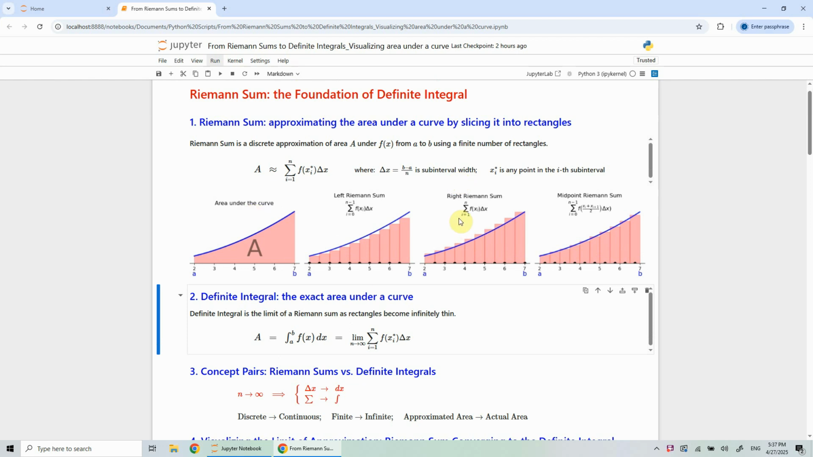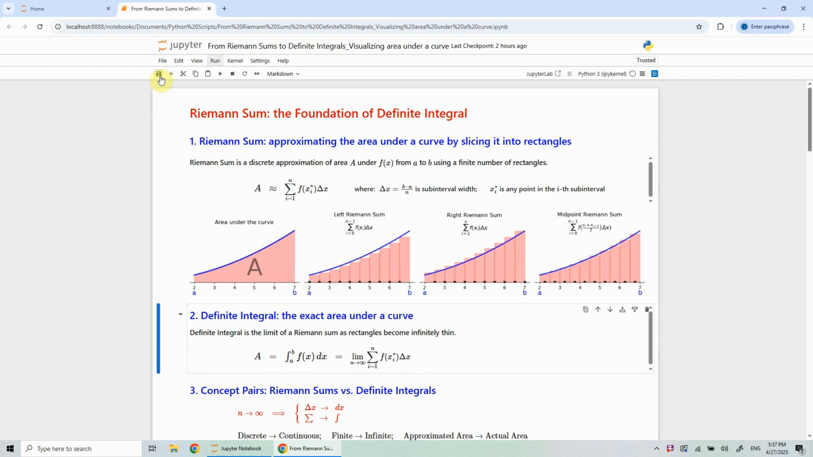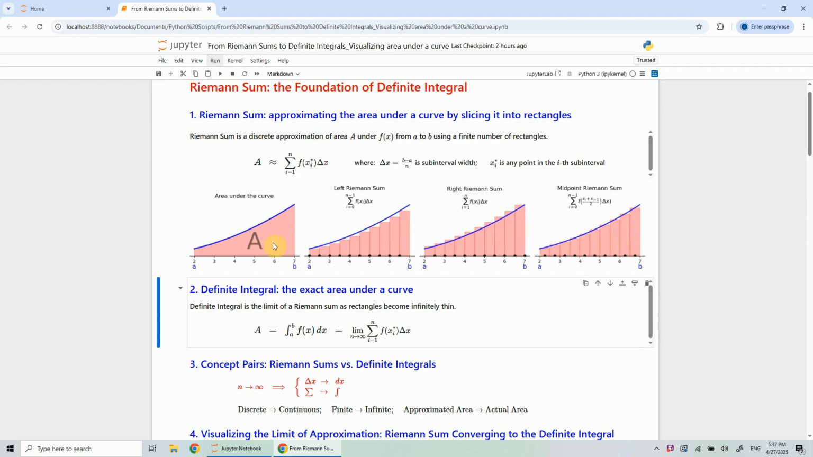In this video, we'll use figures and animations to better understand Riemann sum and definite integral. How can we find the area under a smooth curve between A and B? Riemann sum breaks the area into a finite number of rectangles. For example, here we set n equals 10, meaning we use 10 rectangles to approximate the area.